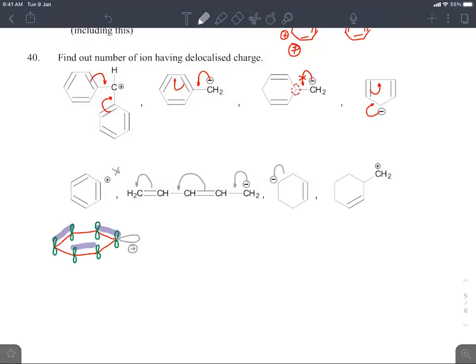Here this cannot delocalize anywhere because there is no pi bond present adjacent to it. Even if this wants to delocalize, this is an sp3 carbon, no delocalization can take place. So how many places here can you see? 1, 2, 3, 4. So in 4 places we have delocalized charge.